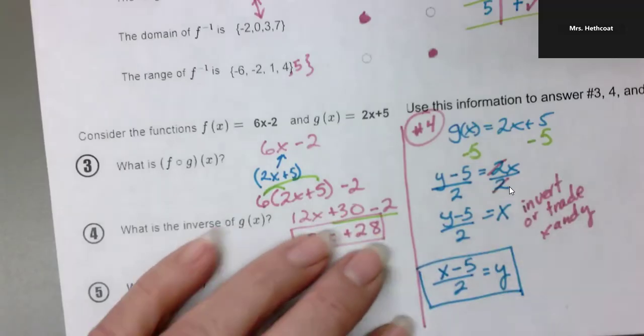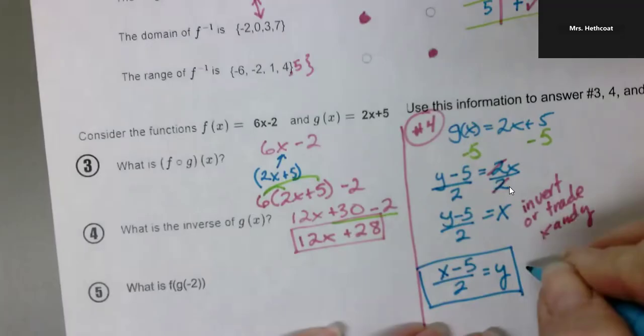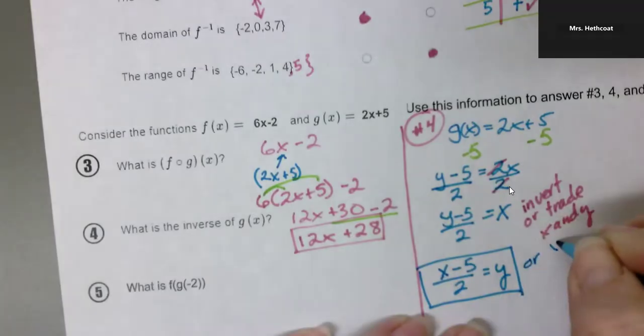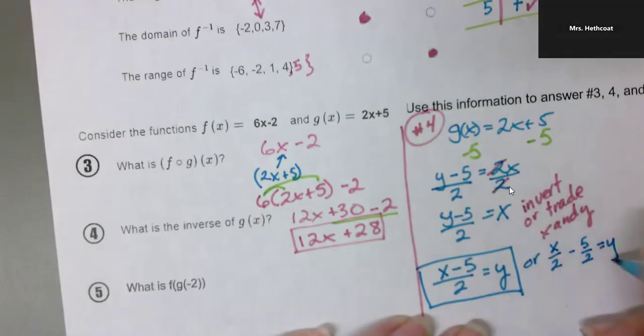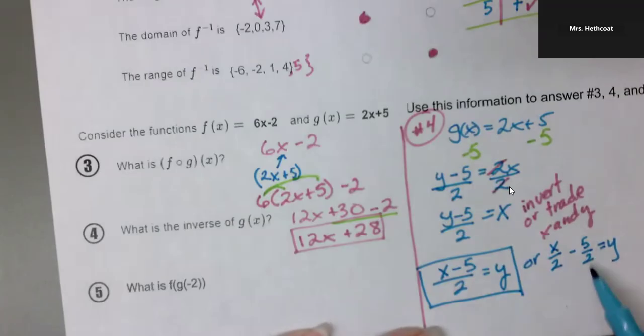I would like to point out that another correct answer could be x over 2 minus 5 over 2 equals y. In this situation, they are both equally correct. If the negative 5 over 2 could reduce, like if it were negative 6 over 2 and would become minus 3, you could argue that doing it that way would be more correct. But I'll take it either way.